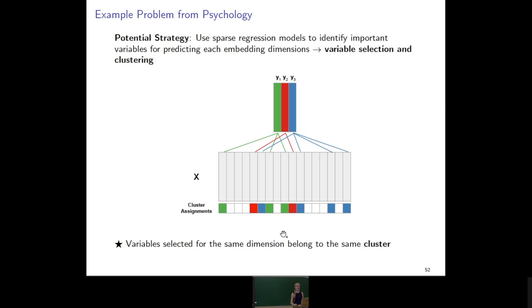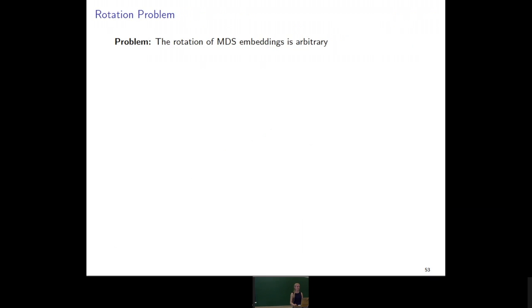Again, you have this nice diagram here where we see some of the variables are selected, those are the colored ones, and then we assign the variables to each of the dimensions. Variables that are selected for the same dimension are considered to be in the same cluster because they represent the same trends or the same ideas.